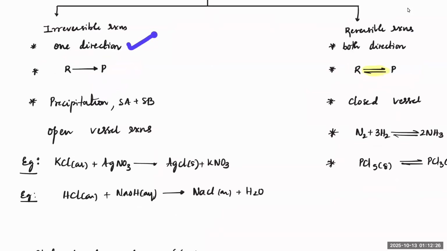If the direction of the reaction is only in one way, that means you're getting either reactants to products, then we call it irreversible reactions. When will you notice that? If there are any precipitations happening, or if there are strong acid strong base type of reactions happening, or if the reactions are happening in open vessels, in such scenarios you will call them irreversible reactions. Okay, let me put some examples.